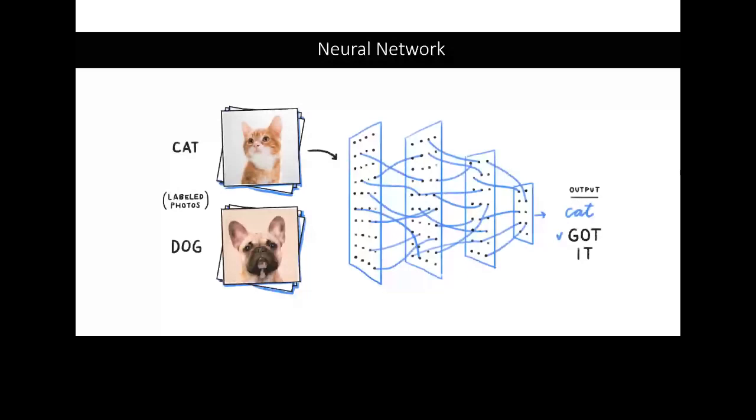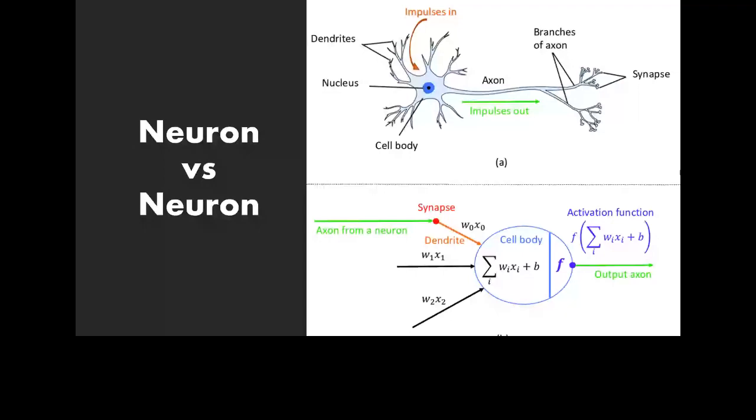Now, neuron versus neuron. The first picture is a biological neuron, and the second one is an artificial neuron. You can see the similarities here. The inputs are like the dendrites. You're getting an input, it's computing something, and then it's giving an output. You can see the similarities in both.